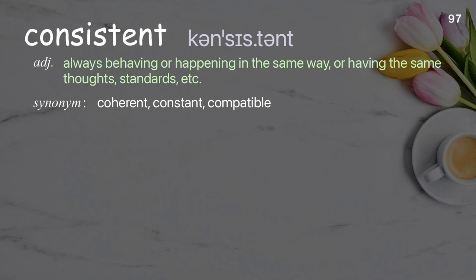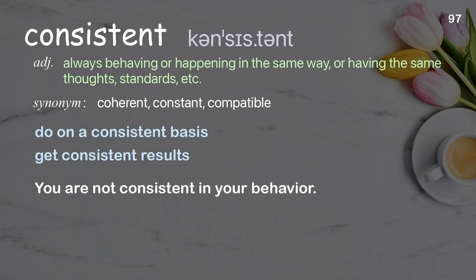Consistent. Always behaving or happening in the same way, or having the same thoughts, standards, etc. Examples: do on a consistent basis, get consistent results. You are not consistent in your behavior.